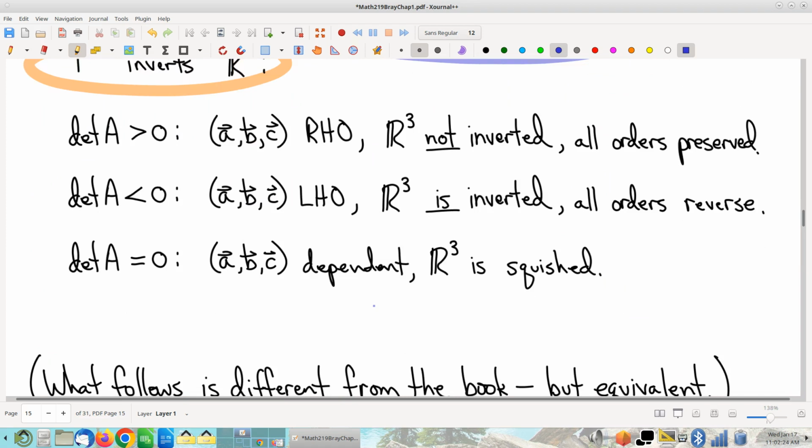Positive determinant means right-hand order, means there is no reflection. Negative determinant means left-hand order, and there is a reflection embedded inside there somewhere. Right? Determinant 0 means that there's a squish, there's a dependence, everything's kind of gone haywire, and neither of the previous two cases makes any sense.